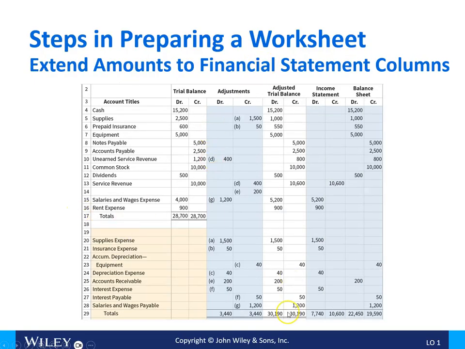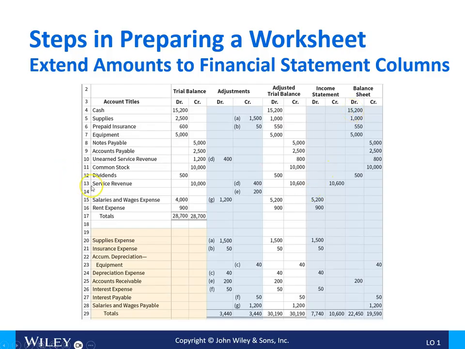So once we've got the adjusted trial balance, we can then break up the balances into either income statement or balance sheet. So we're going to analyze each of the accounts, determine if it's an income statement account or a balance sheet account, and then move the balance. We're not adding or subtracting, not changing the balance, we're just moving it to the correct columns. So cash, that is a balance sheet item. It's got a balance of $15,200 in the adjusted trial balance. We show that in the balance sheet, debit column, $15,200.